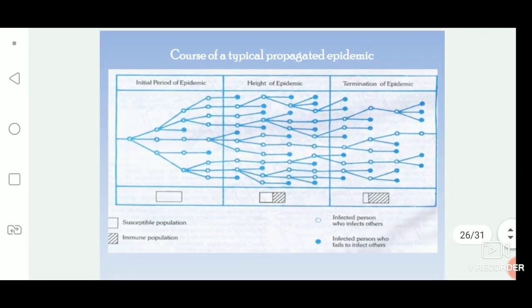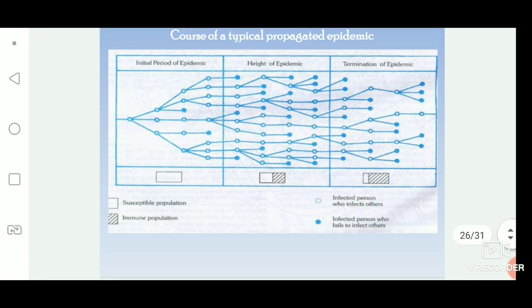If you see the course of a typical propagated epidemic, I have given you the graph, please look carefully. Initial period of epidemic: here you can see the susceptible population, immune population, infected persons who infect others, and infected persons who fail to infect others. See how it spreads in the initial period, then the height of the epidemic, and then the termination of the epidemic. Please go through this picture clearly, you can understand that.